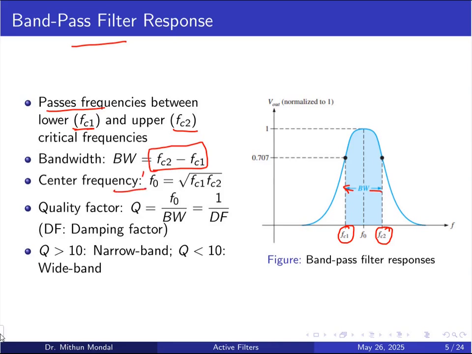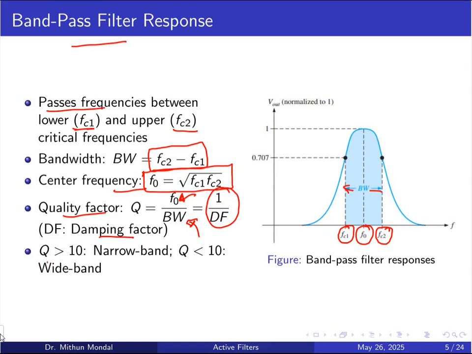Whereas the center frequency is the geometric mean, that is the square root of Fc1 into Fc2. So this is what you have, the center frequency. We need to determine the quality factor. So quality factor is nothing but the resonant frequency or the center frequency divided by bandwidth. It is the reciprocal of the damping factor. We will discuss the damping factor in the coming discussion.